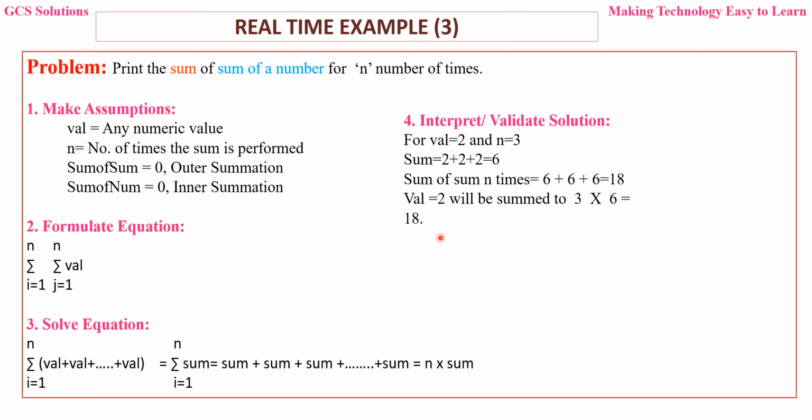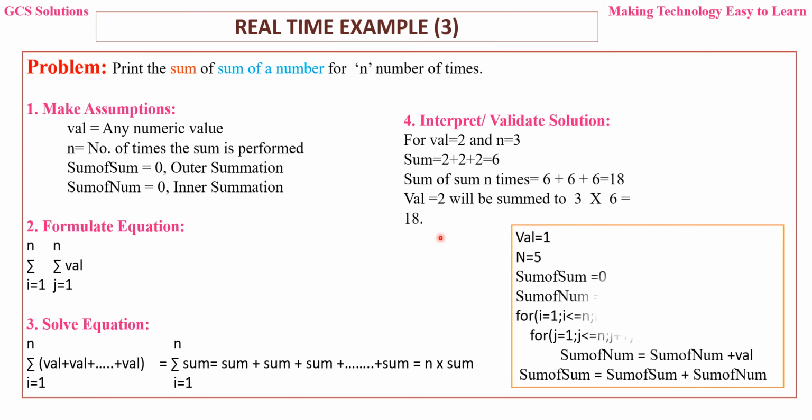Is it okay? What about writing the program? Writing the program is again simple. I have, for example, val 1, because I take value as 1, and the number of times I want to add that value 1 is 5, and again I have to sum that num sum how many times? n times, that is 5 times. So sum of the sum is 0, sum of the num is 0, for i equal to 1 to n, for j equal to 1 to n. Sum of num equal to sum of num plus val, and sum of sum equal to sum of sum plus sum of num.